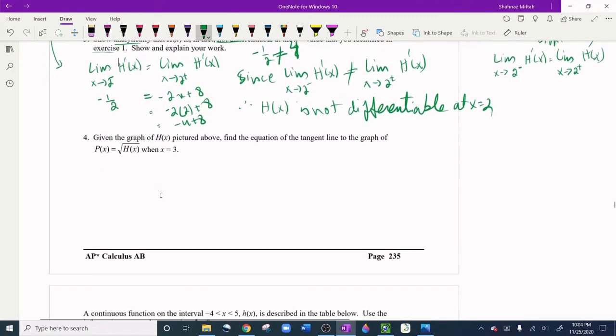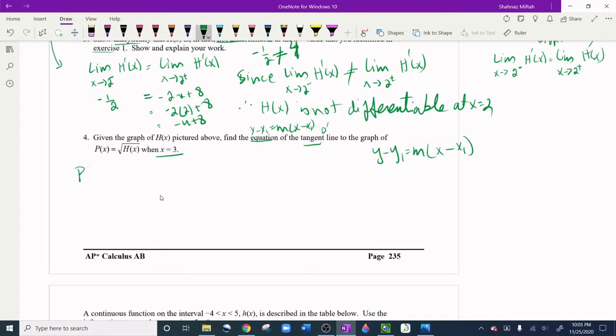Let's go for question number 4. Given that p of x is pictured above, find the equation of the tangent line to the graph of p of x when x is equal to 3. Tangent means derivative. So they are asking for the equation of the tangent line to the graph of p of x. Then I have to take a derivative. For the equation, I'm going to write the equation up here. We need y1, m, and x1. x1 is given, actually it's 3, but I need to find y1 and m.